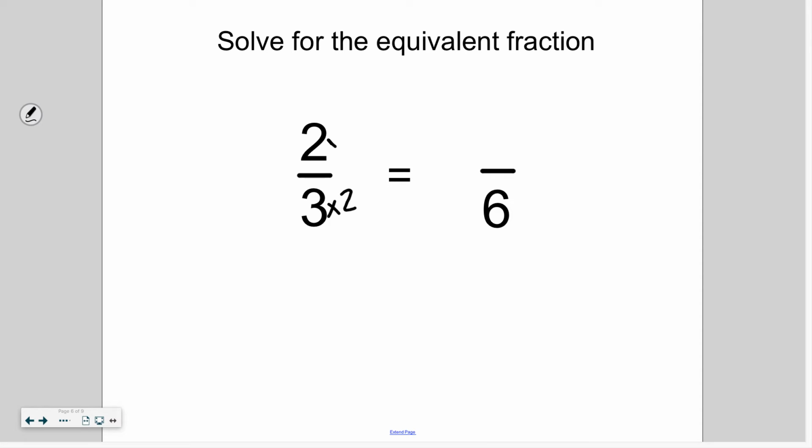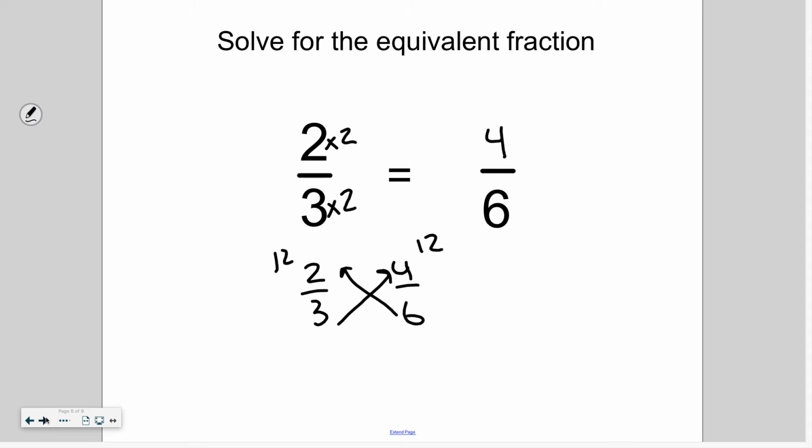So I have to do the same thing to my numerator. I can't leave this alone. So my answer is not going to be 2/6 because that means I wouldn't have changed my numerator. So 2 times 2 is 4. So 2/3 is actually equal to 4/6. I'm going to prove that by cross multiplying. 6 times 2 is 12, and 3 times 4 is 12. So I am in fact correct.